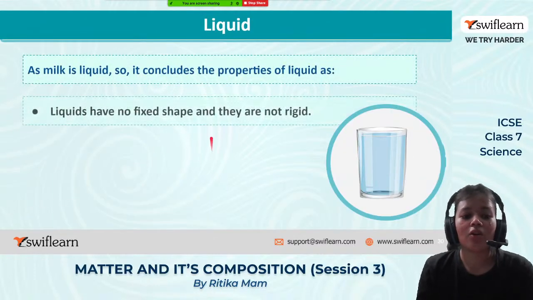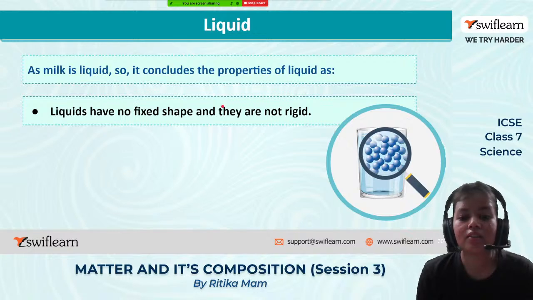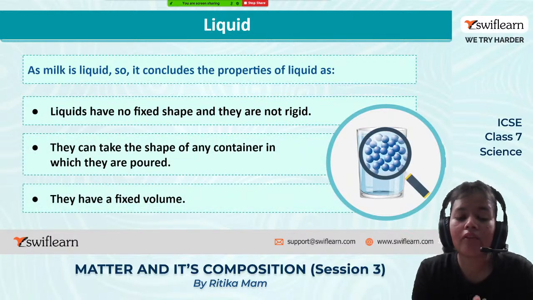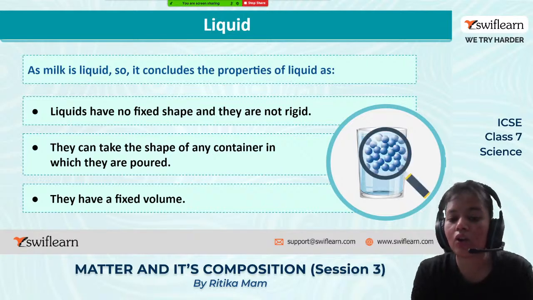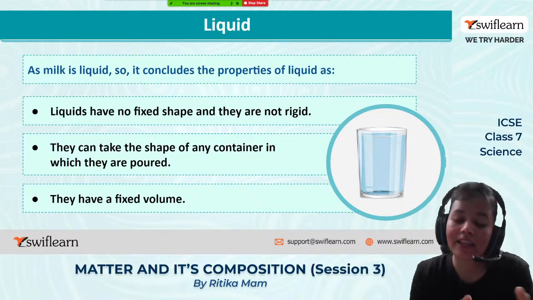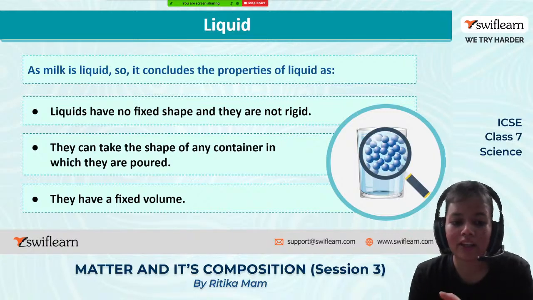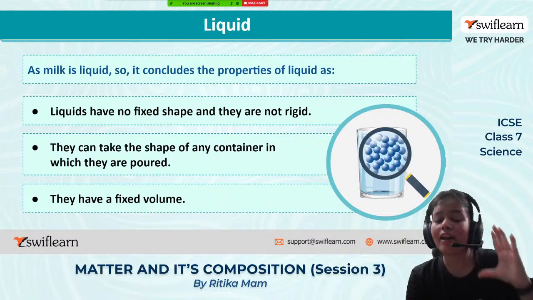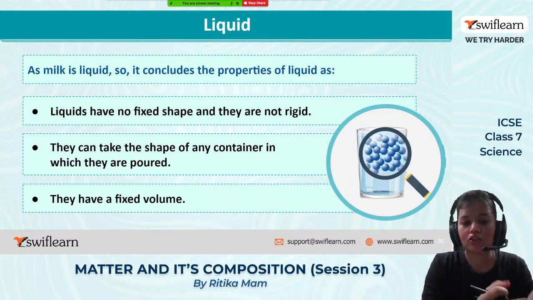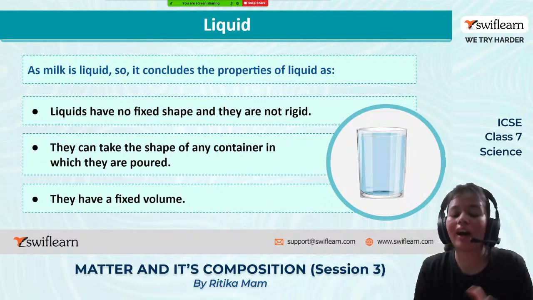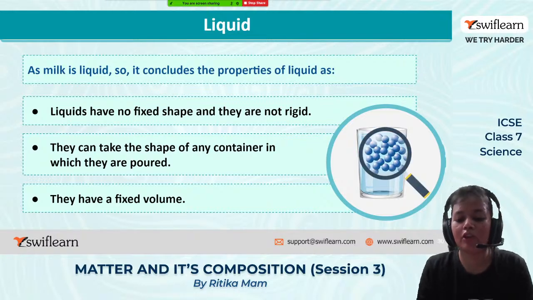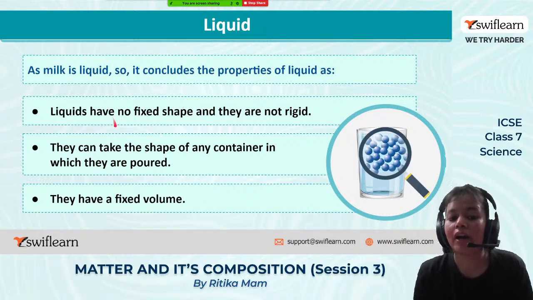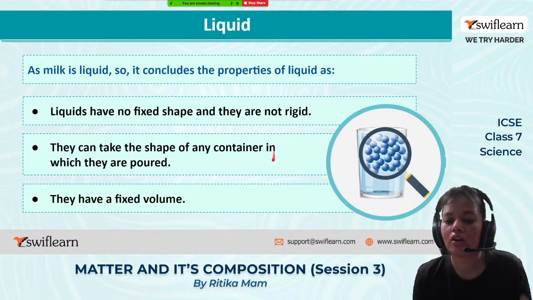Okay, so as milk is liquid, the properties of liquid we can give as: liquids have no fixed shape and they are not rigid. Means liquids take the shape of the container they are poured in, and they have fixed volume. Like if I transfer 1 liter of water from a jug to a glass, that will remain 1 liter only, but the shape will be changing. Okay, तो volume हमेशा liquid का fix रहता है, but no shape, and they are not rigid.